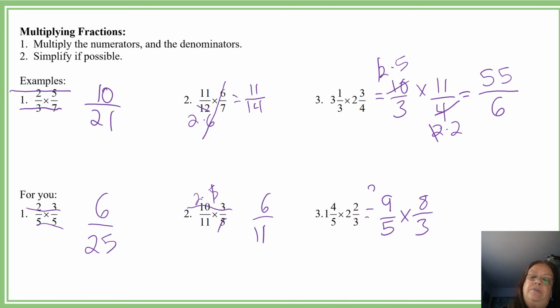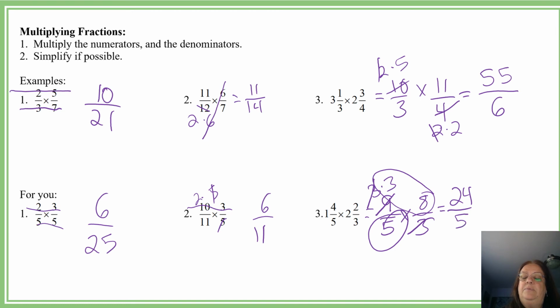All right, remember 9 is 3 times 3. So I can cross out 2 of the 3's, so one of the 3's on top. 3 times 8 is 24. And I'm just left with the 5 below. There we go. Not too bad.